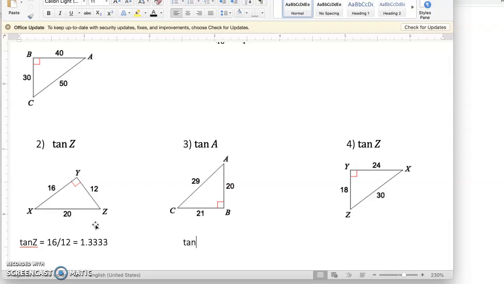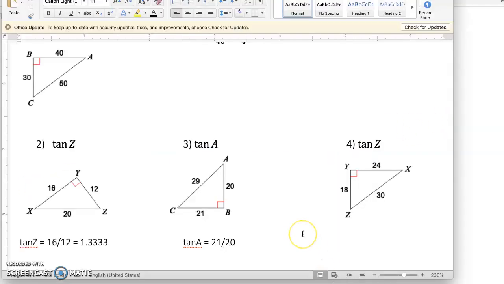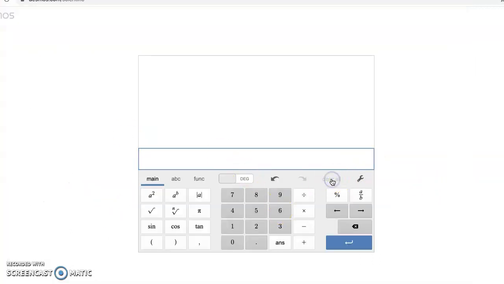In the next example for tangent A, we are going to be setting that equal to, here's angle A, so the opposite is 21 over the adjacent is 20. And in your calculator, you would type in 21 divided by 20 and hit enter, and we'd have about 1.05. And the last example here on this page for the tangent of angle Z, the opposite side is 24 over the adjacent side is 18. And you can feel free to simplify that fraction unless you want to just enter that into the calculator. And 24 divided by 18 is 1.3 repeating.